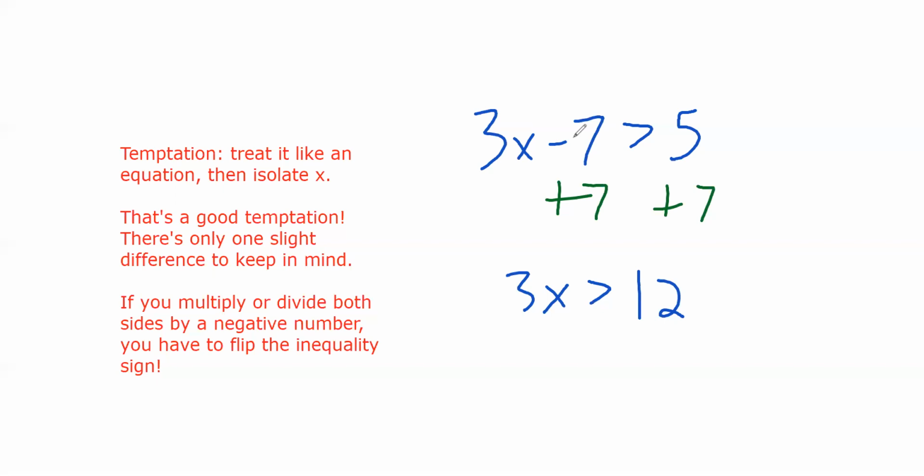So what's my next step here? Yep, divide both sides by 3. Did I divide by a negative number? No. So that's going to be my answer. And that's it. The sign never had to change because I never multiplied or divided both sides by a negative number. It is just that simple.